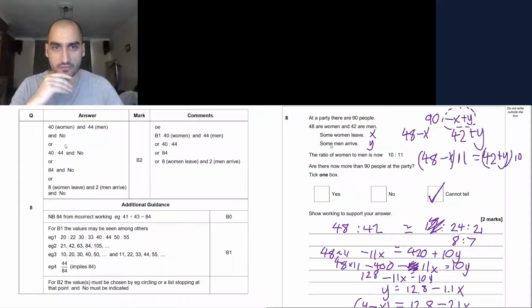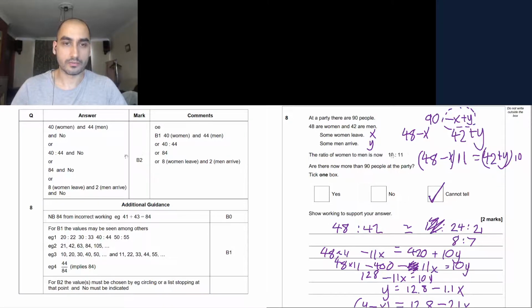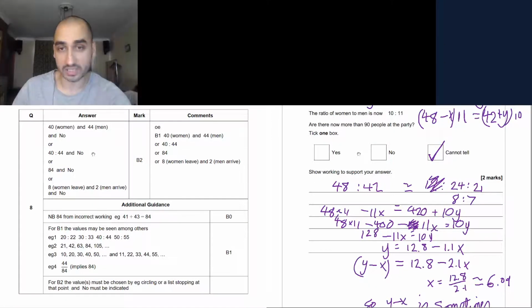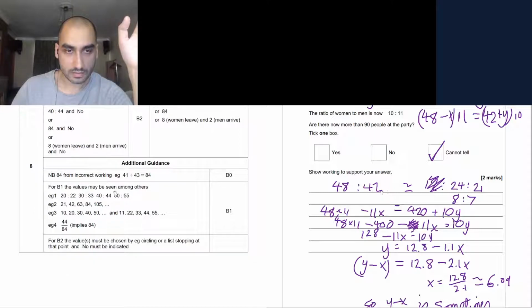So if you've got 14 women and 44 men... Surprised in 2020 they're still making questions like this where there's a clear binary separation between men and women. I'm just trying to see if I can get 1 mark for whatever I did, but it's... Okay, I got the wrong answer, apparently. NB84 from incorrect working. B1, the values may be seen amongst others.